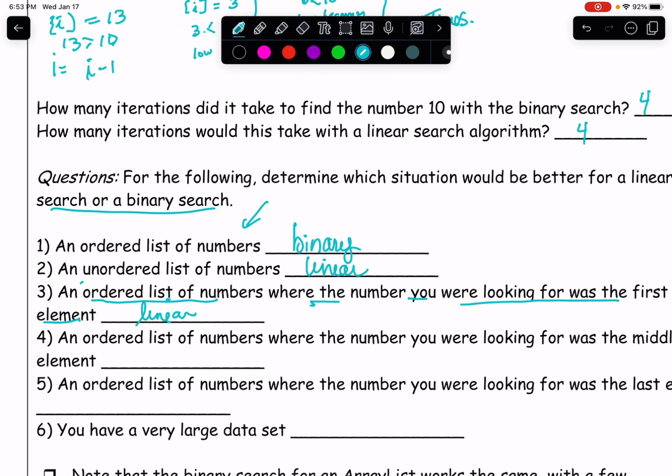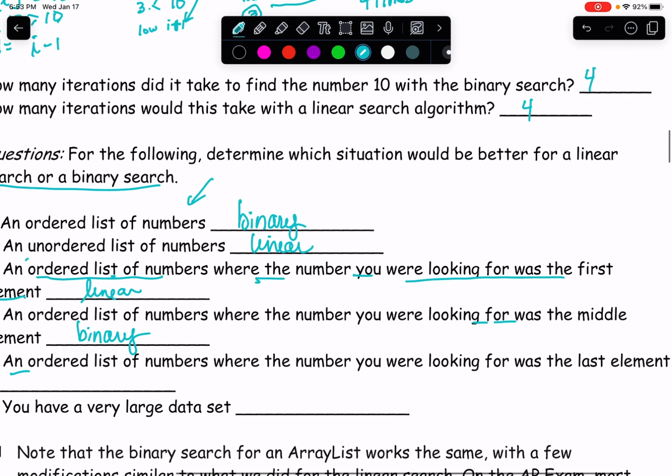You wouldn't know that ahead of time, but that's what would happen. An ordered list of numbers where the number you're looking for was the middle element. So this would be binary, because that would be the first one you'd find. You would be like, one time, I found it the first time through. And 5, an ordered list of numbers where the number you were looking for was the last element.